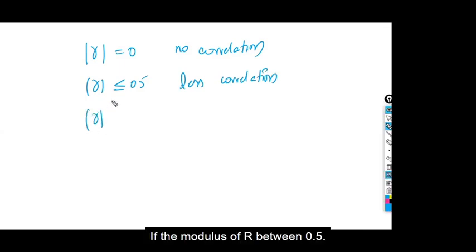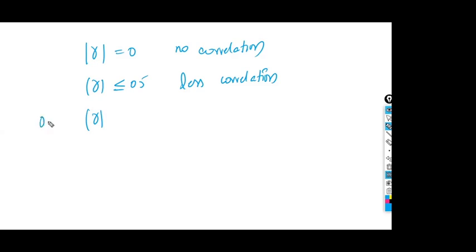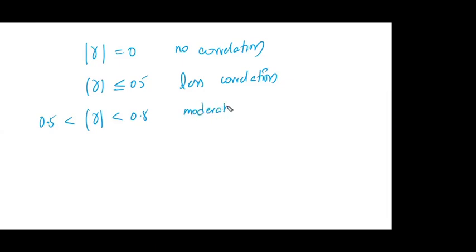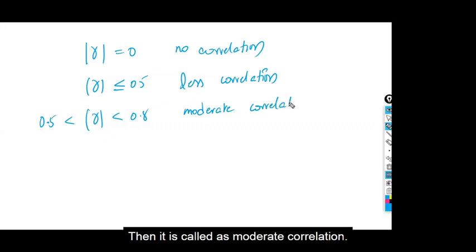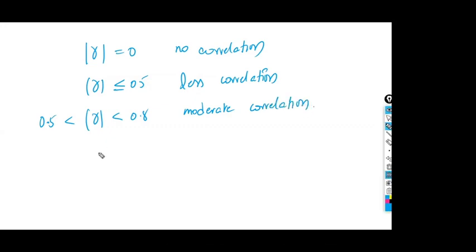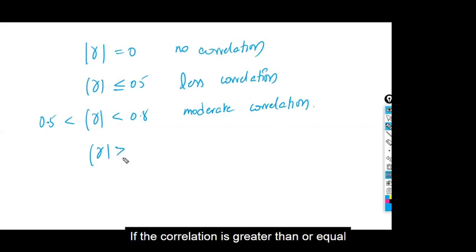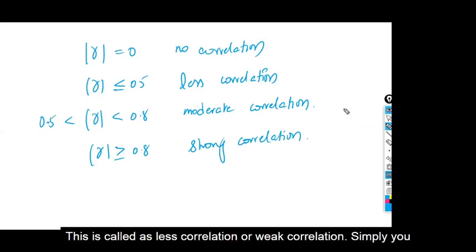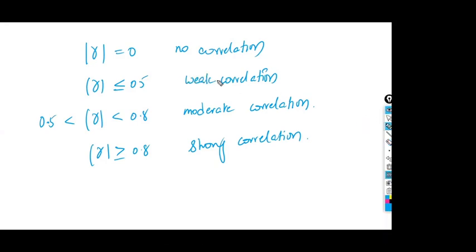If the modulus of R is between 0.5 to 0.8, then it is called moderate correlation. If the correlation is greater than or equal to 0.8, it is called strong correlation. Below 0.5 is called less correlation or weak correlation. Simply you can say weak correlation.